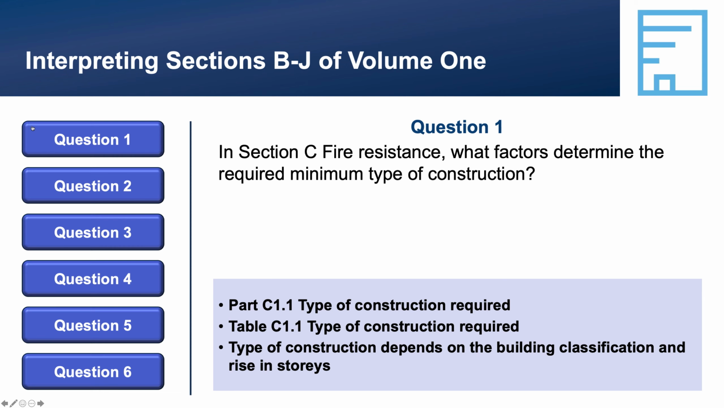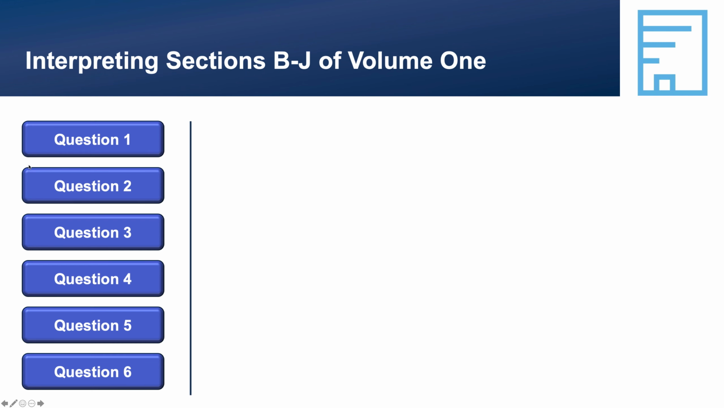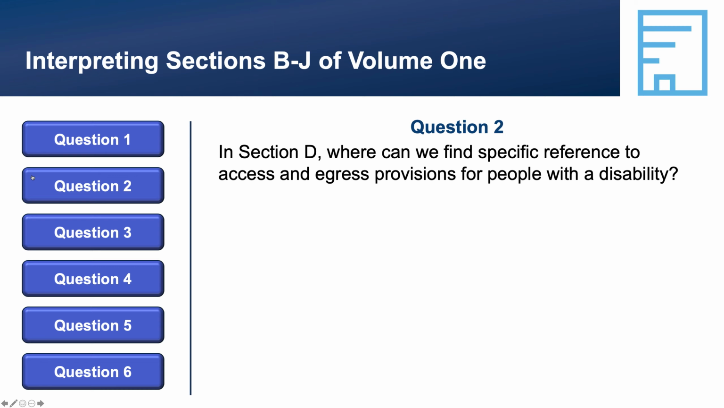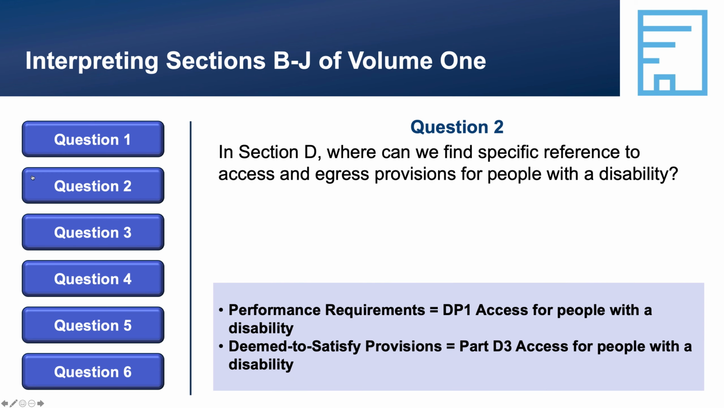Part C1.1, Type of Construction Required, Table C1.1, Type of Construction Required, and type of construction depends on the building classification and rise in storeys. Question 2. In Section D, where can we find specific reference to access and egress provisions for people with a disability? Performance Requirements, DP1, Access for People with a Disability. Deemed to satisfy provisions, Part D3, Access for People with a Disability.